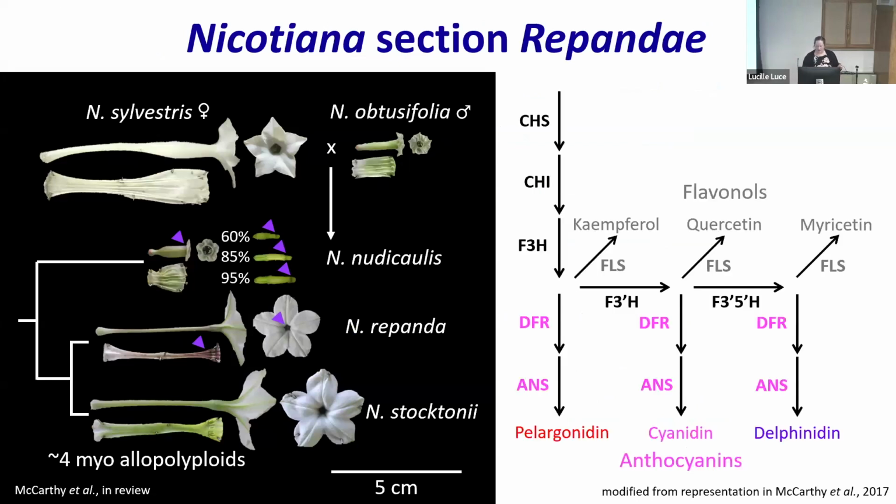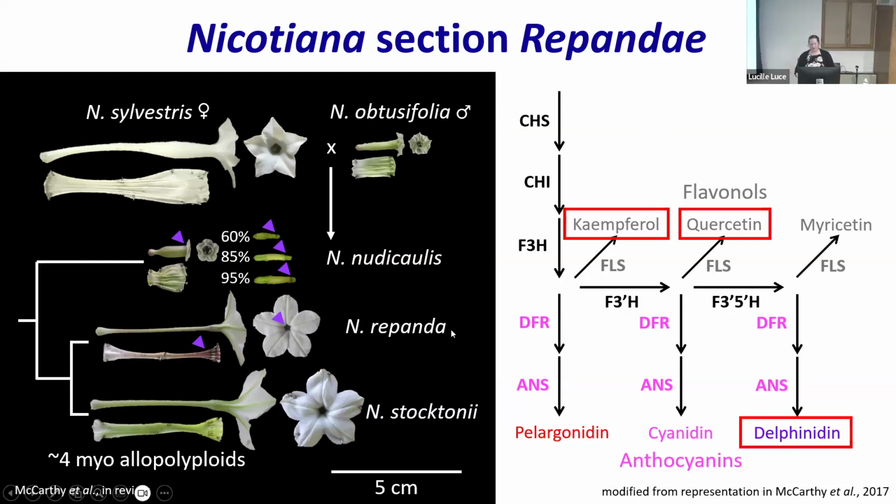And we also see, again, flavonoids. We're going to talk about our pathway. This one is going to be a flavonol, so kaempferol and quercetin, and a delphinidin story. Because you can see these purple arrowheads here. Nicotiana repanda has delphinidin, the purple pigment, but sylvestris and obtusifolia don't. So that's a transgressive character because it is outside the range that we see in the progenitors, which just makes me really excited. That's why I love polyploidy, because where is it coming from? We're going to find out.